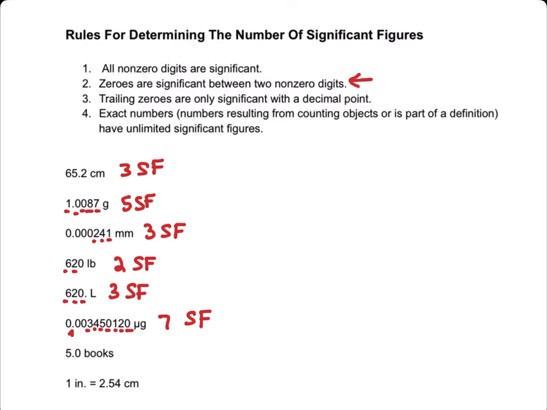5.0 books. Now, the unit books tells us that this is a number that came from counting. So if I said there were 5 books on a desk or 5 books on a shelf, we didn't use a measuring device. We didn't use a balance or a ruler. We just simply count the books to figure out how many books are on the desk. So this is called an exact number. And exact numbers have unlimited sig figs.